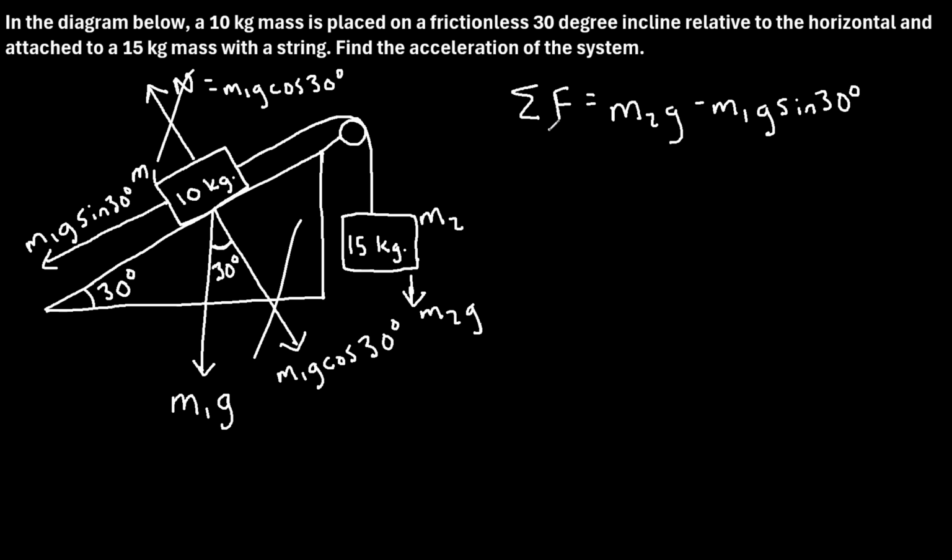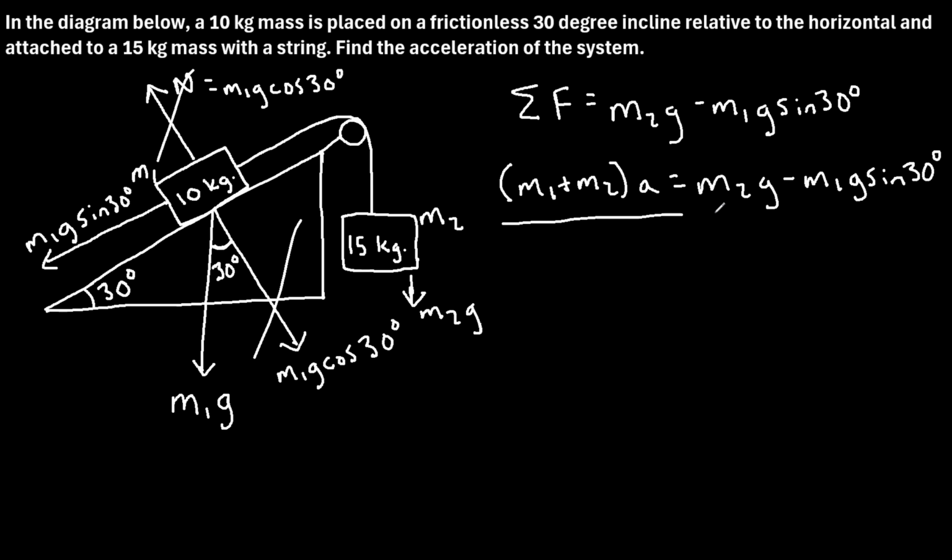And what we know about Newton's second law of motion is that the net force must be equal to the mass times the acceleration. So in this case, we have two masses, 10 and 15. So what we can replace this net force with is M1 plus M2 times the acceleration must be equal to this whole quantity right here. So let's write that, M2g minus M1g times the sine of 30 degrees.